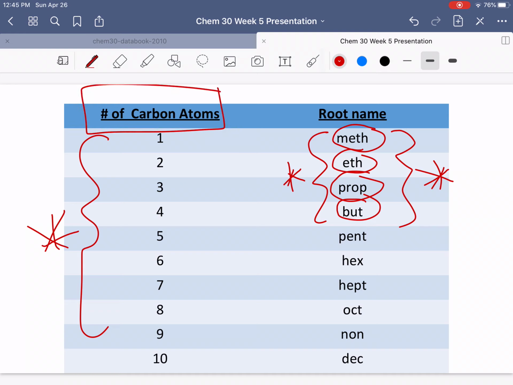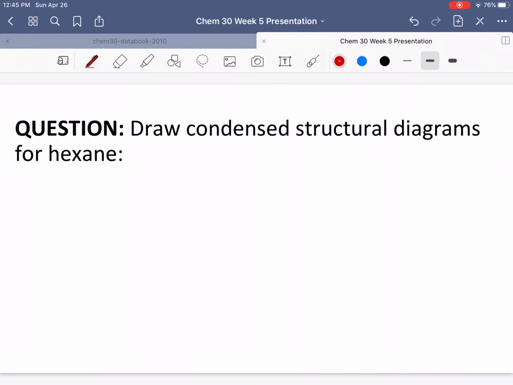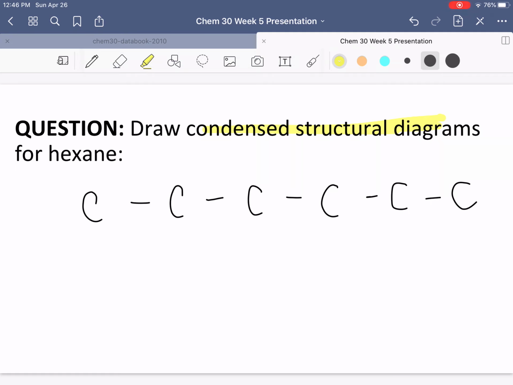All right, let's get into creating some of these. What if we draw a condensed structural diagram for hexane? Now, if you consider that most simplistic, this is what we've done before. Condensed structural diagram. We're going to end up with, no big deal, 1, 2, 3, 4, 5, 6 carbons in a row. And how did I know that was 6? Well, I knew because of the root. That's hex, meaning 6. So there's little clues in the name that you have to pull from.